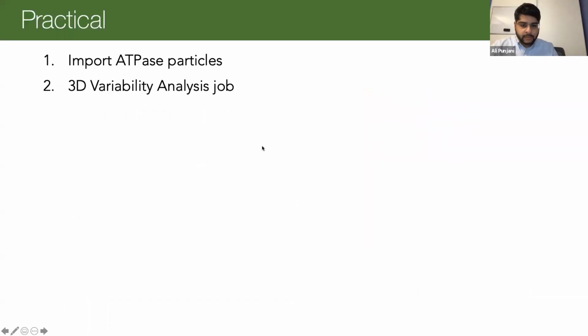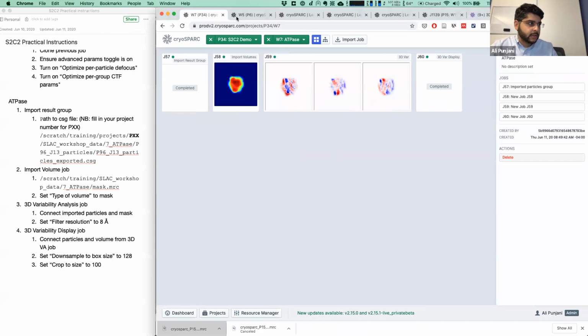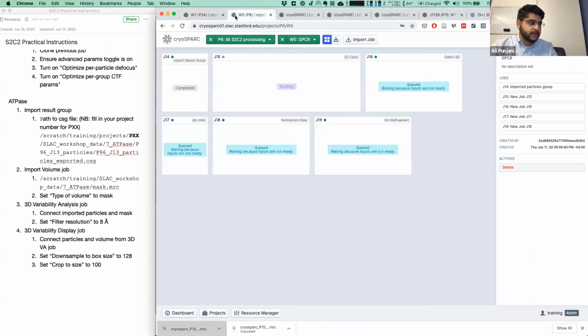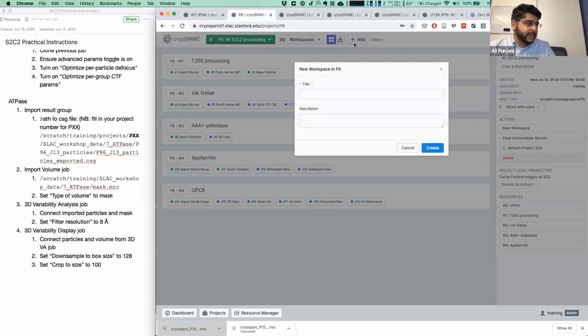So before we get going to explaining the algorithm and how it works, and I have a bunch of slides for that, we're going to just jump over to our CryoSPARC instance and start a little more practical data processing. So first of all, in our projects for all the practical participants, we're now following the instructions for the ATPase molecule. If you can please create a new workspace.